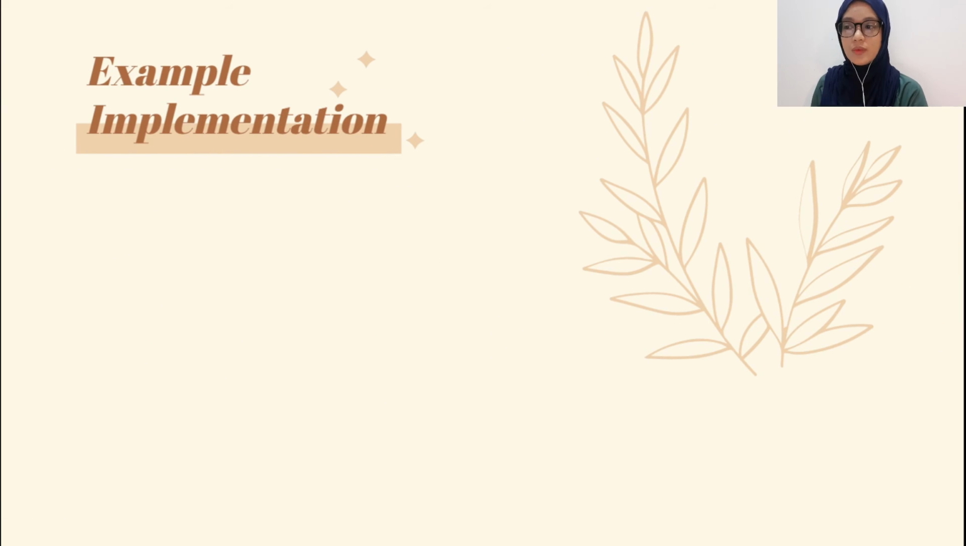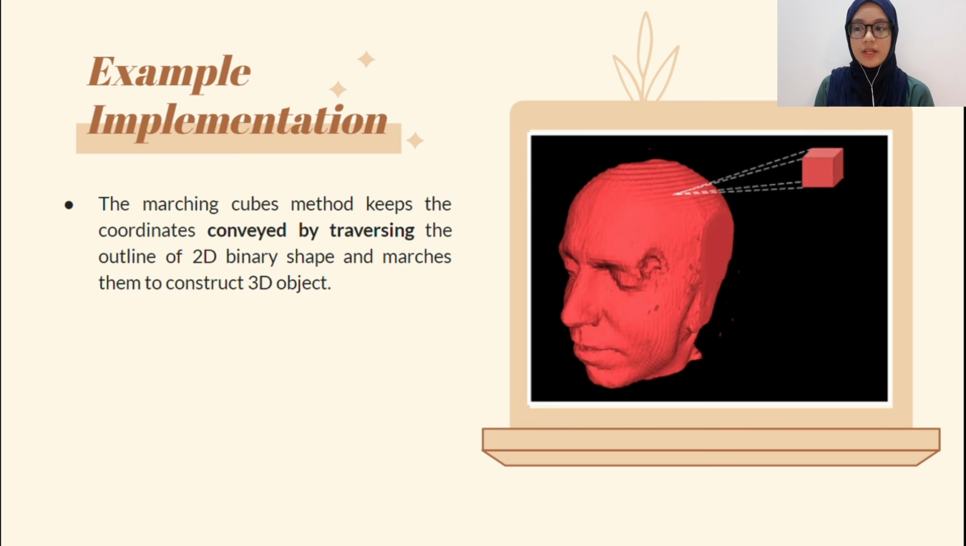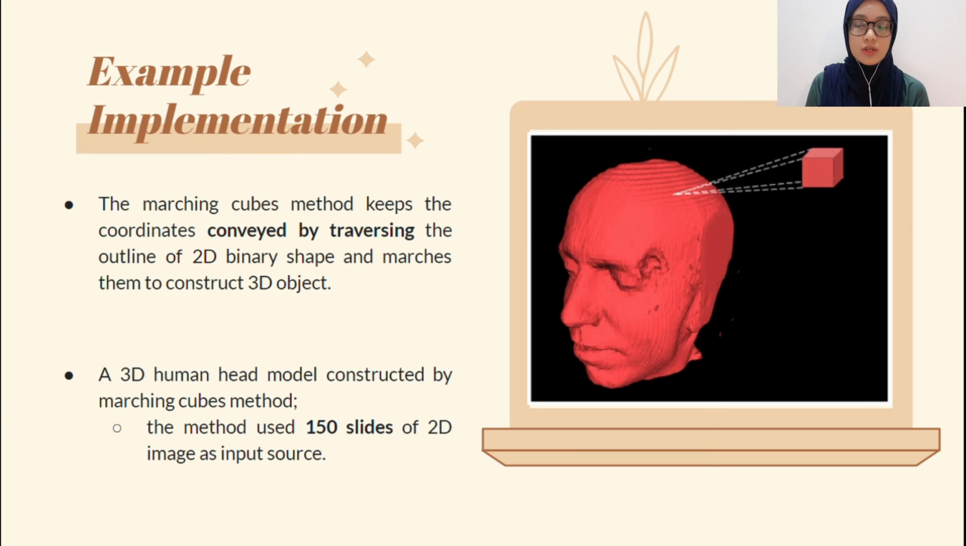I will proceed with the example implementation of marching cubes. For the picture, this is a 3D rendering of a human face. The marching cubes method keeps the coordinates conveyed by traversing the outline of the 2D binary shape and then marches them, making the marching cubes construct a 3D object. For example here, the 3D human head model is constructed by the marching cubes method, which uses 150 slices of 2D images as an input source.